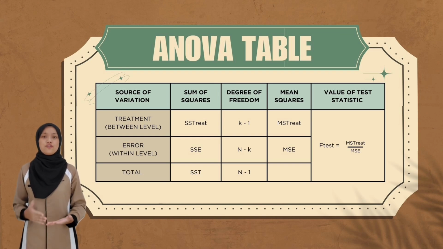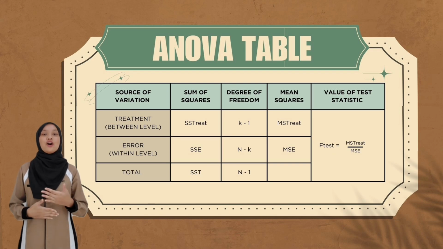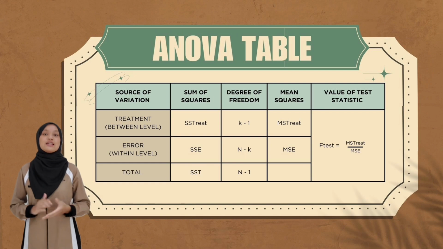If you are not sure if your SS total is true or not, you can sum up SST and SSE to get the total. Lastly, for our table, we have the value of the test statistic, which is the F test. The formula for the F test is MST divided by MSE.